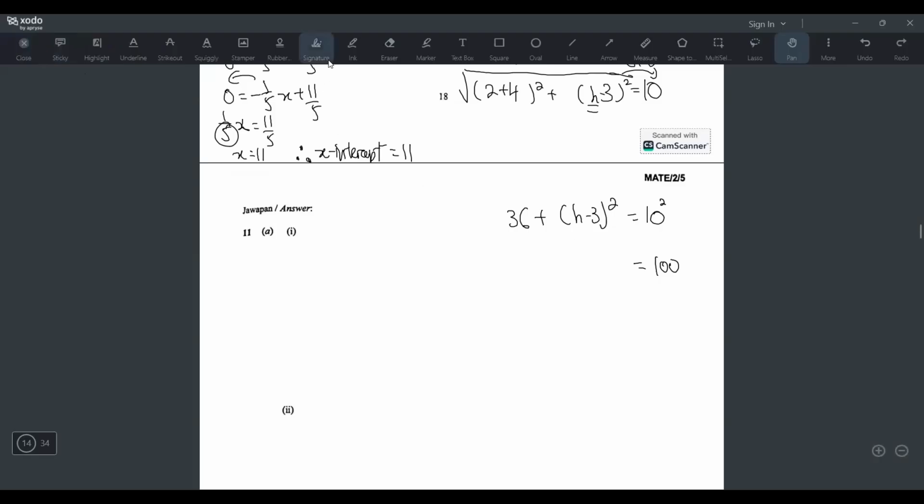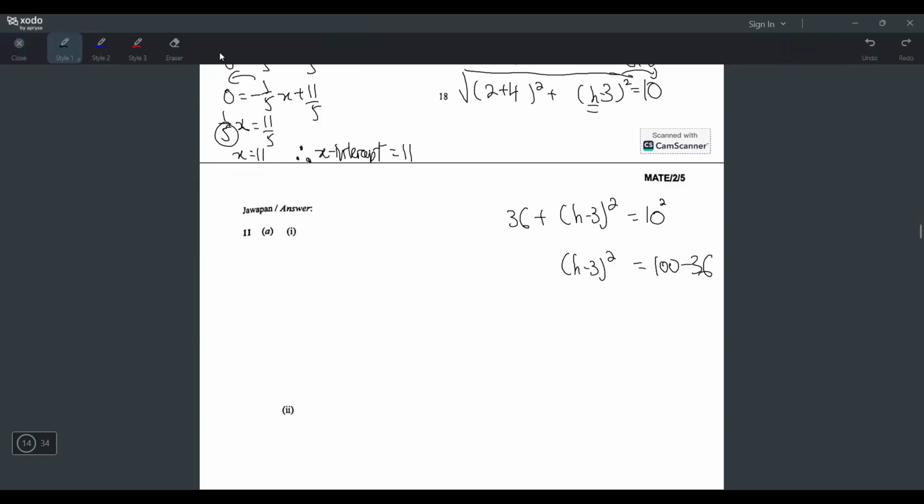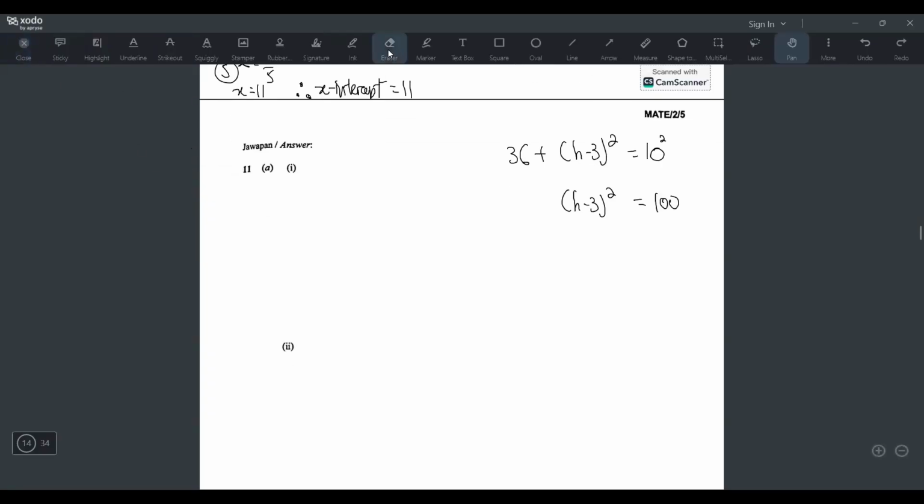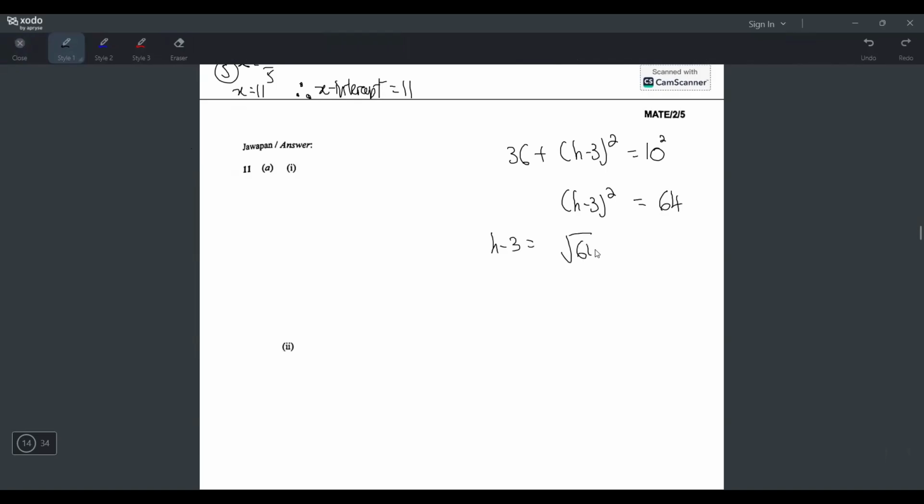So the method I'm doing now is I didn't expand. I leave it like this. And then the 36 moves over and becomes minus 36 like this. When I subtract, you get 64, right? 100 minus 36 is 64. And then I will take the square root. When you move the square over, it becomes a square root. But you need to know the square root has two answers, one plus and one minus. So h minus 3 equals 8, and h minus 3 equals negative 8. Why two answers? Because 8 square gives you 64, and negative 8 square also gives you 64. That's why I got two answers.